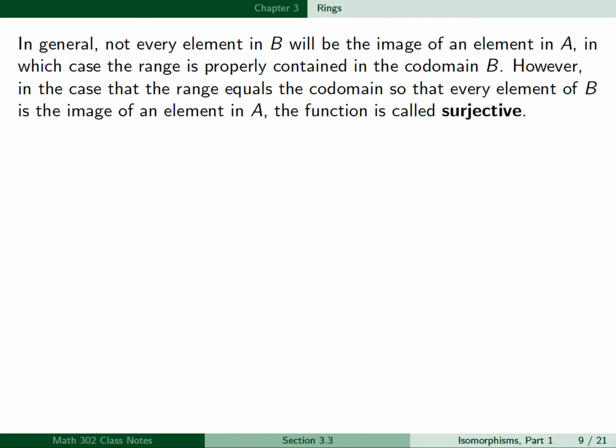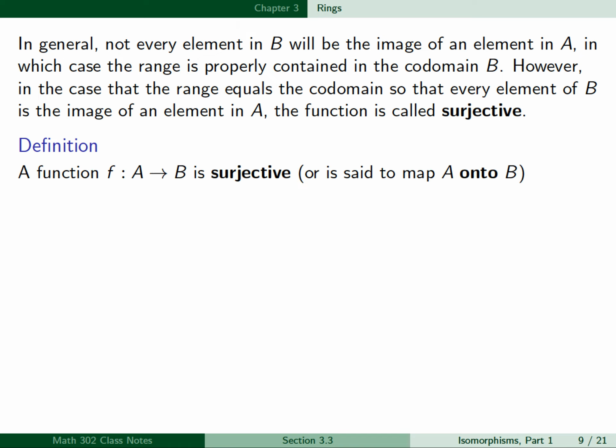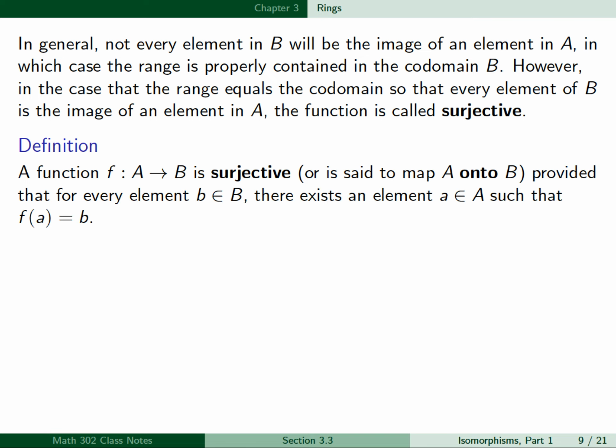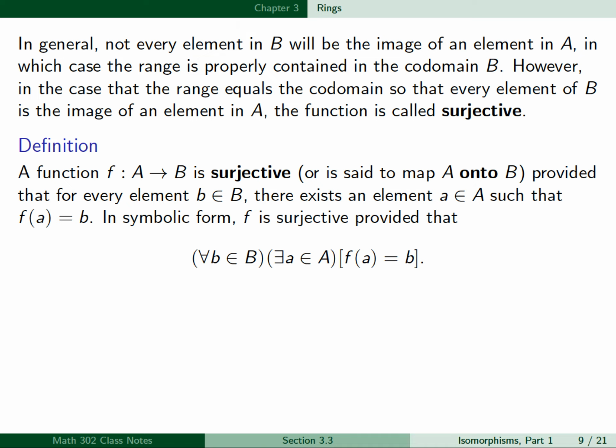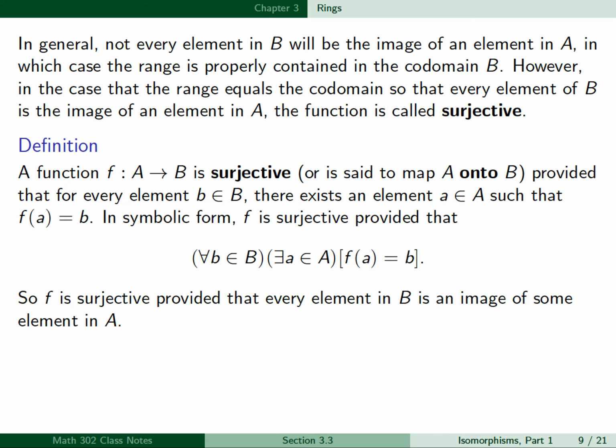However, in the case that the range equals the codomain, so that every element of B is the image of an element in A, the function is called surjective. And here's the formal definition. A function f from A to B is surjective, or is said to map A onto B, provided that for every element b in B there exists an element a in A such that f(a) equals b. In symbolic form, f is surjective provided that for all b in B there exists an a in A such that f(a) equals b. So f is surjective provided that every element in B is an image of some element in A.